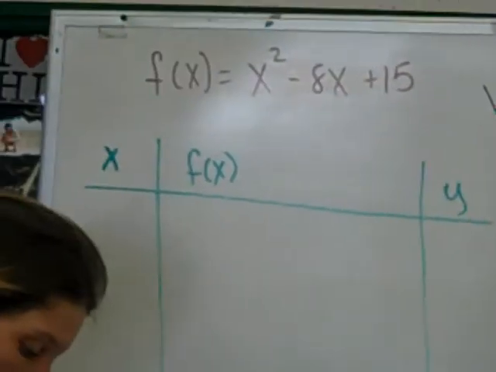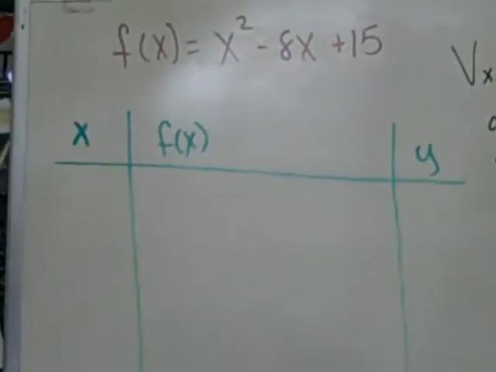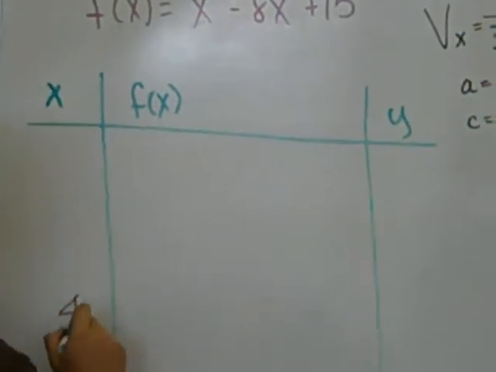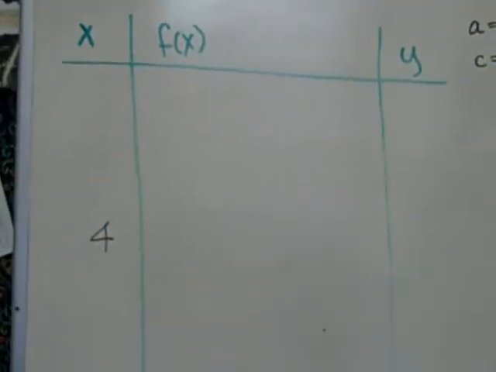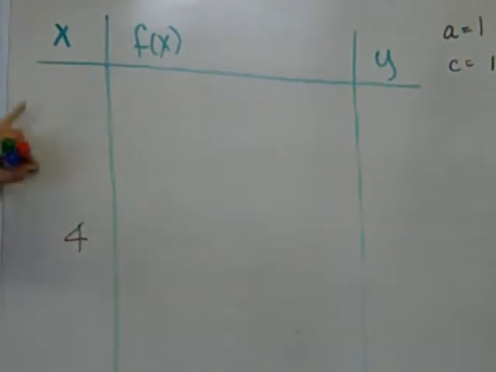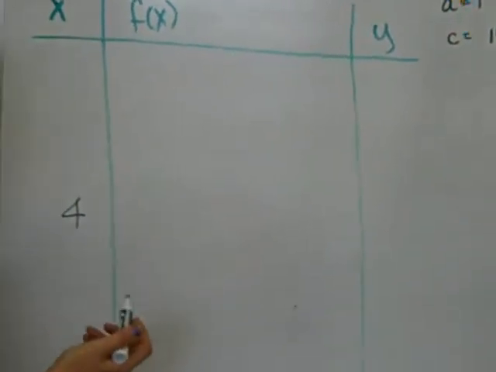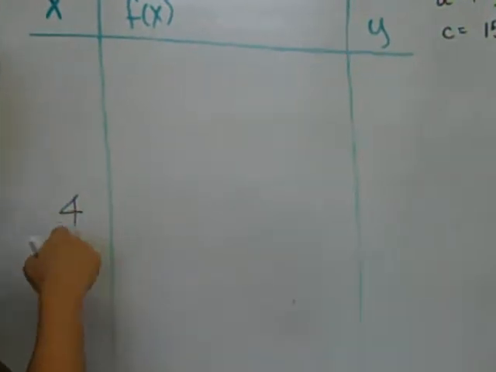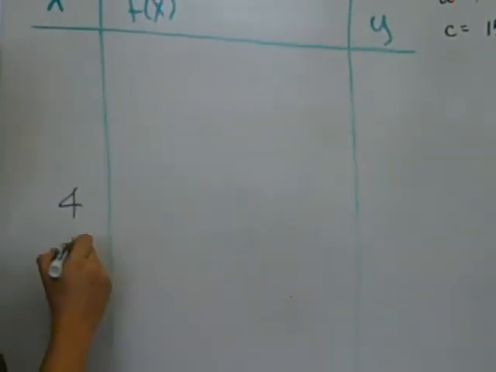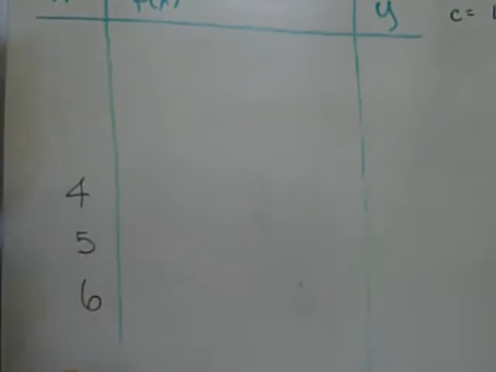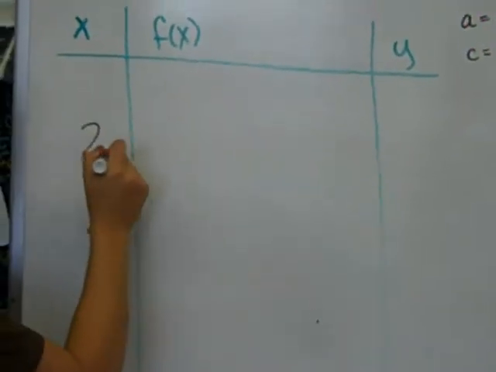So I want to start my table of values at my vertex, right? Because that's going to be the middle of my axis of symmetry. Now, I know that it's going to go off in both directions symmetrically. So I can take x values from there and go out from 4 and down from 4. So let's try 5 and 6 and 3 and 2.